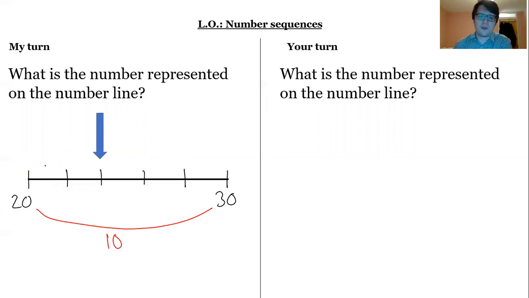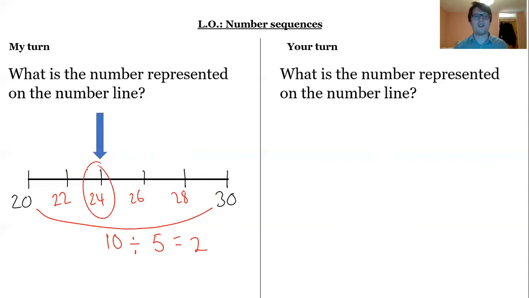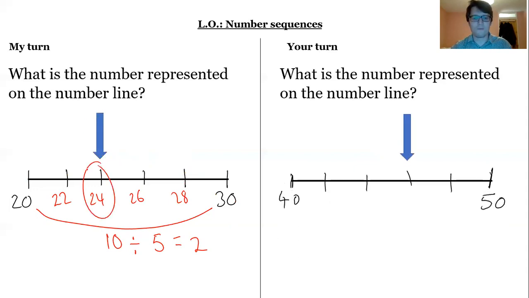How many parts have I split it up into though this time? Well, 1, 2, 3, 4, 5. I'm sharing 10, this part of the number line, into 5 parts. Well, 10 divided by 5 is 2. So this time I'm not counting in ones, I'm counting in twos. So if we look, 22, 24, 26, 28, oh yeah, 30. So that means that the arrow is pointing at the number 24.